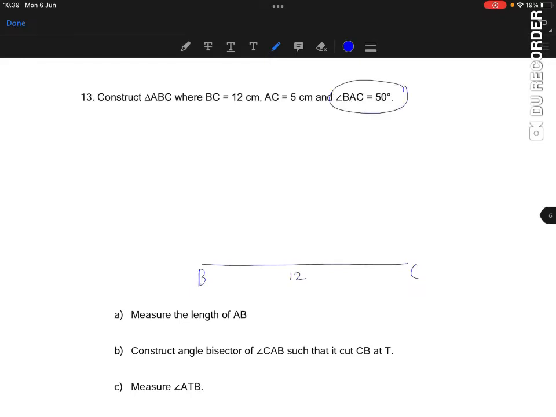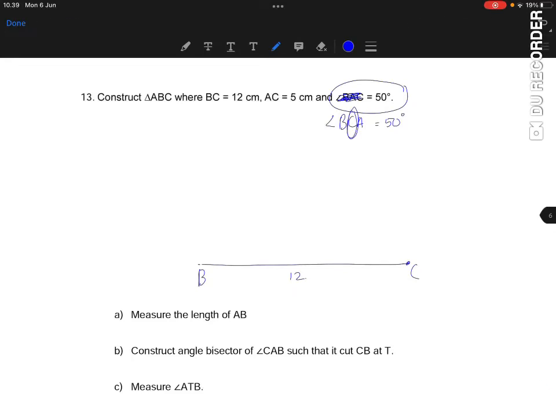You have BAC. Last time I already changed it, yeah, to BCA. BCA is equal to 50. During a lesson, I already changed it into angle BCA, right? The BCA here is 50 degrees, so it means your angle is at the point C.